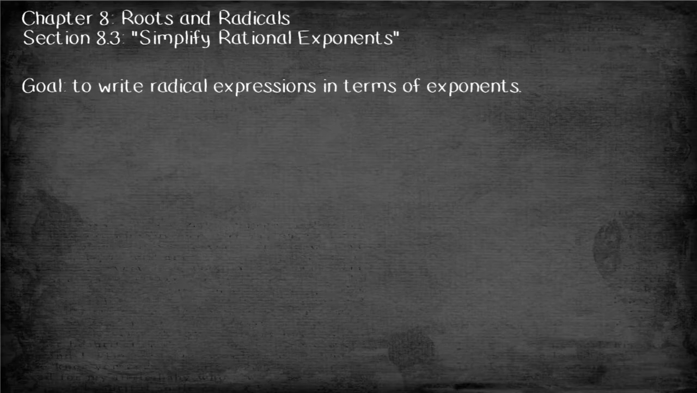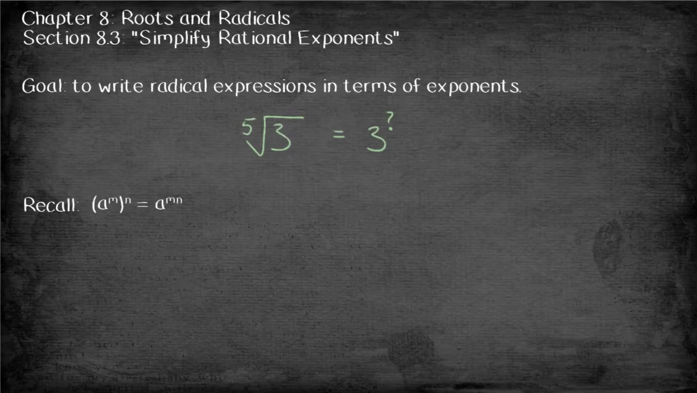So let's say I wanted to write the fifth root of 3 as an exponent. But I don't know what that exponent should be. Let's remember that this rule of exponents says when we raise powers to powers, we multiply the exponents together.